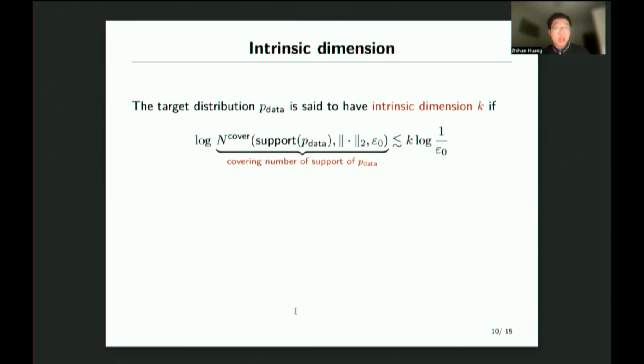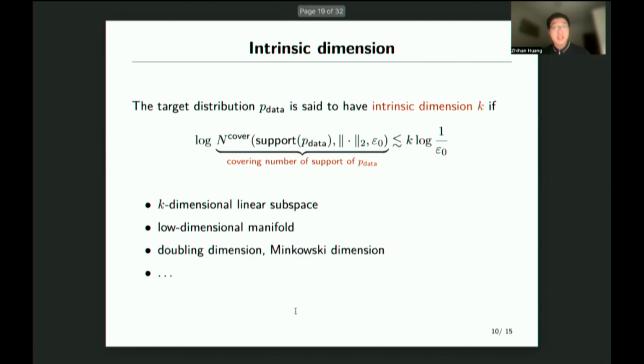Before stating our result, we first need the concept of intrinsic dimension. We assume the target data distribution has intrinsic dimension k. This k is defined through an entropy argument: the log of the epsilon-0 covering number of the support of the data is smaller than k times log of 1 over epsilon-0. We call k the intrinsic dimension. This concept is compatible with many widely used notions of dimensionality, for example, the dimension of a linear subspace, the dimension of a Riemannian manifold, and also concepts used in statistics like doubling dimension and Minkowski dimension. So it is a very common concept of intrinsic dimension.